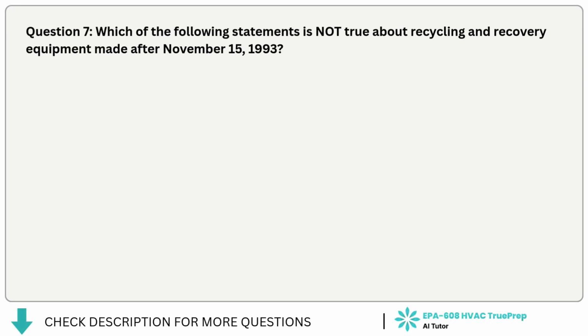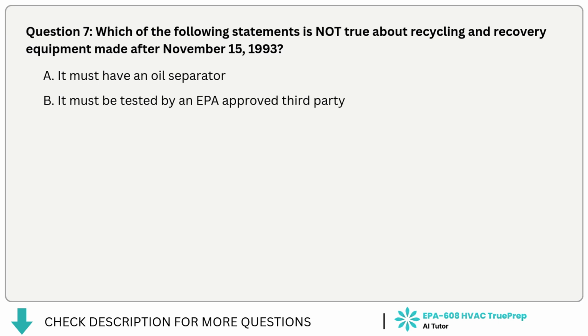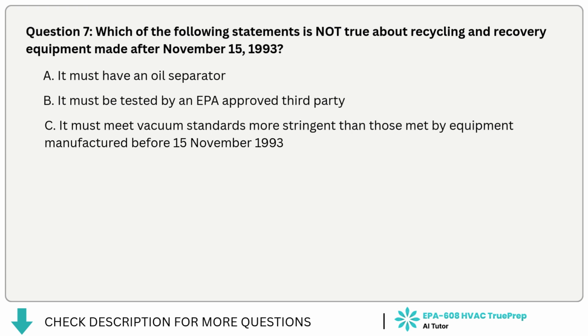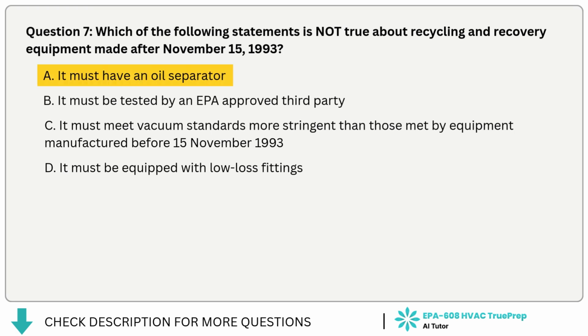Question 7. Which of the following statements is not true about recycling and recovery equipment made after November 15, 1993? A. It must have an oil separator. B. It must be tested by an EPA approved third party. C. It must meet vacuum standards more stringent than those met by equipment manufactured before November 15, 1993. D. It must be equipped with low-loss fittings. The correct answer is A. It must have an oil separator.